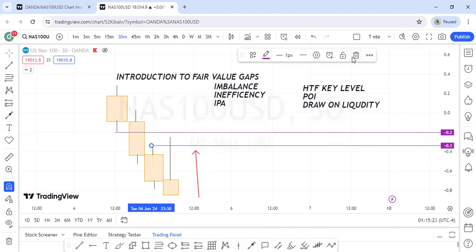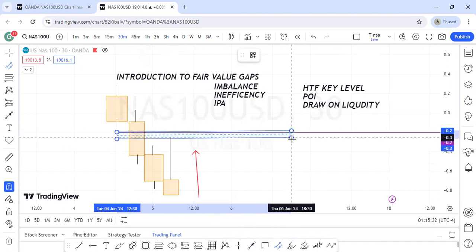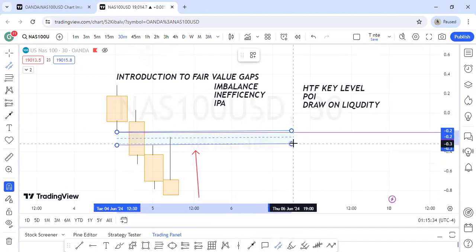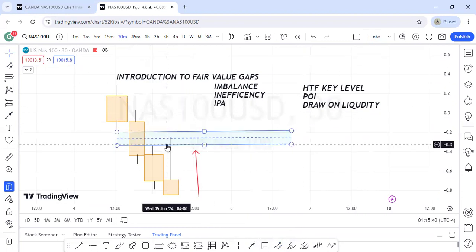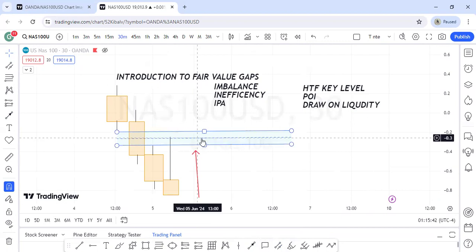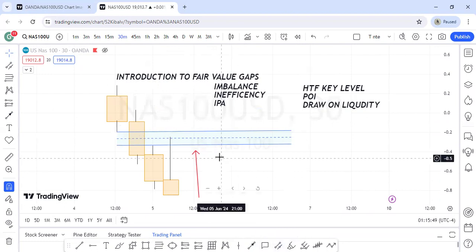The way I denote imbalances is by using this parallel channel. So I usually do it this way. That's my imbalance from this point. It helps you to mark the middle of the imbalance. So as I mark my imbalances, I mark it this way with this tool. This middle one is the 50% of the imbalance. I have to know where the 50% of the imbalance is, so I use a parallel channel to mark my imbalances for me.